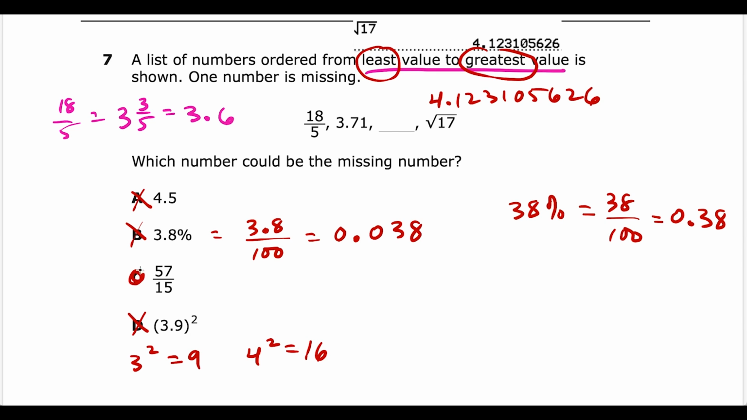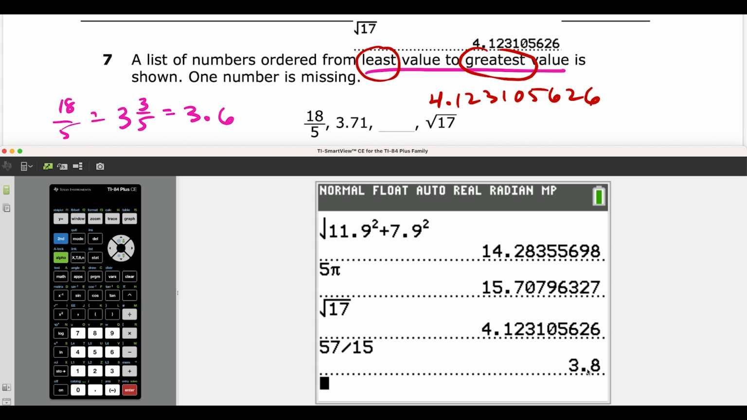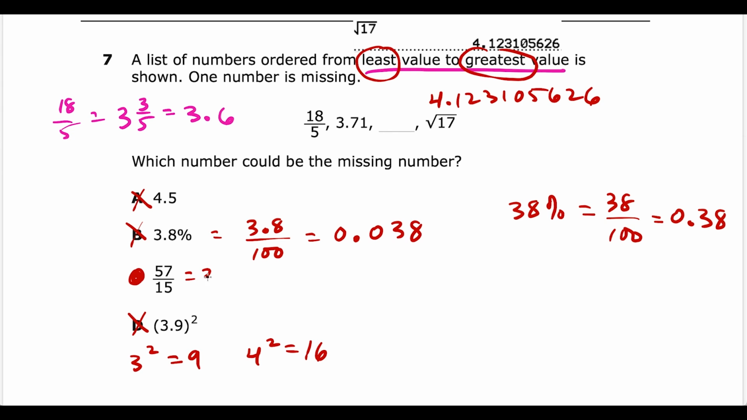So I know it's going to be choice C, but if I really wanted to be thorough here, I could type in 57 divided by 15, and after we press enter here, notice we get exactly 3.8. So this is equal to 3.8, and 3.8 is definitely between 3.71 and 4.123.